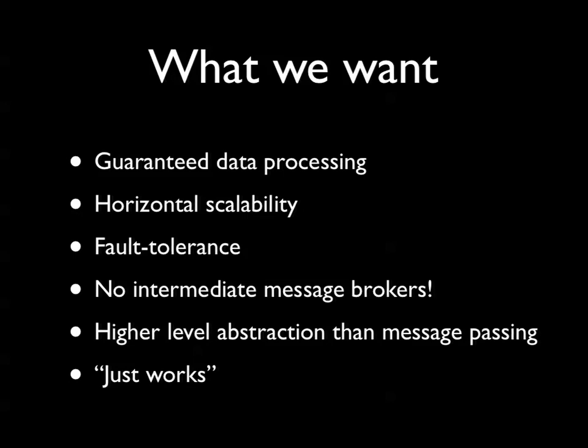But the reason you have those intermediate message brokers to begin with is for that guaranteed data processing property. The idea is that if a worker fails to process a message, it can just replay the message off the queue it got it from and only take the message off the queue once it successfully processes the message. So if we get rid of intermediate message brokers, we need a whole new strategy to guarantee data processing. The fifth property we want is a higher level abstraction than message passing. So low level message passing is clearly the wrong level of abstraction for this. And we want things like partitioning and serialization and routing all handled for us.